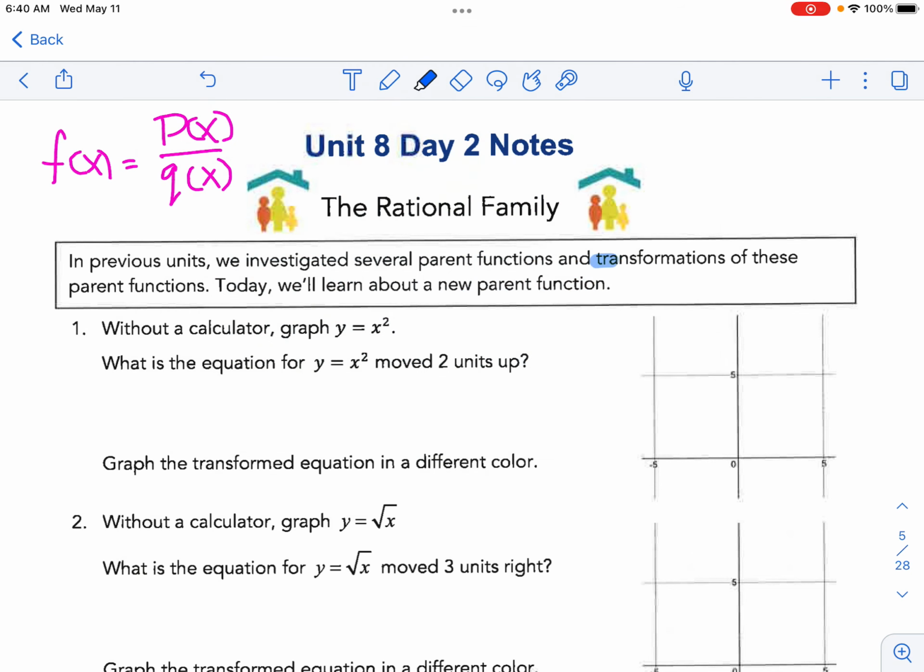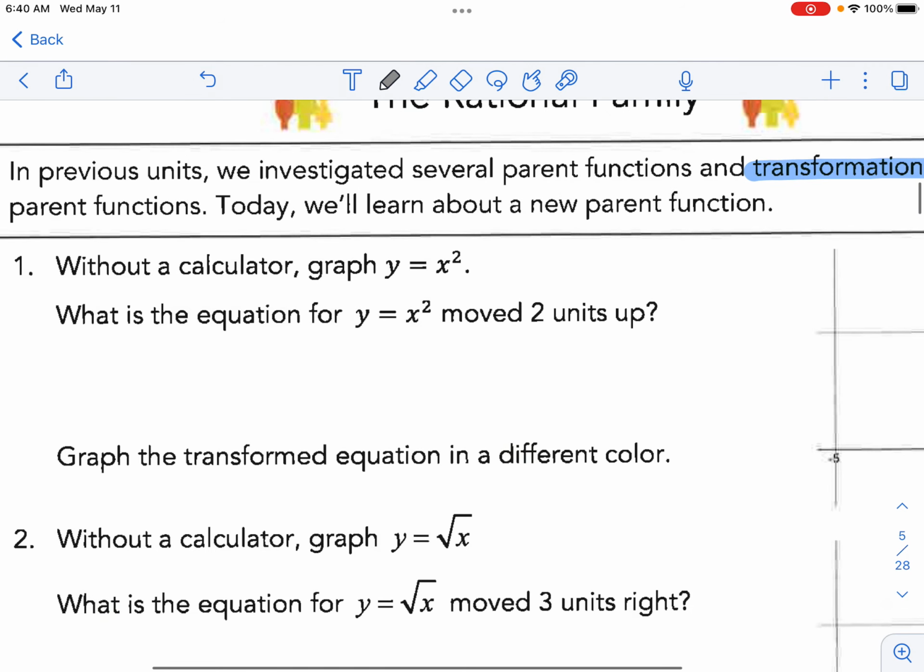So we've done this before with various functions through the course of the year. So transformations are when we slide things up or down or left or right, or maybe we flip them or stretch them, all of that stuff. So when we talk about doing these transformations, a lot of times we focus on that parent function. So this first question here, we have a parent function of y equals x squared, right? That's the parent function for a quadratic.